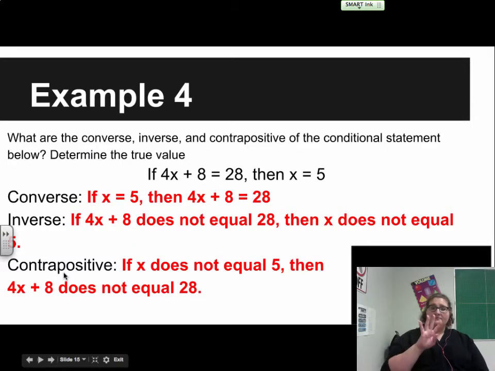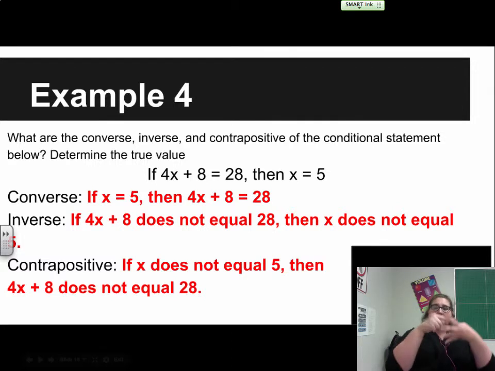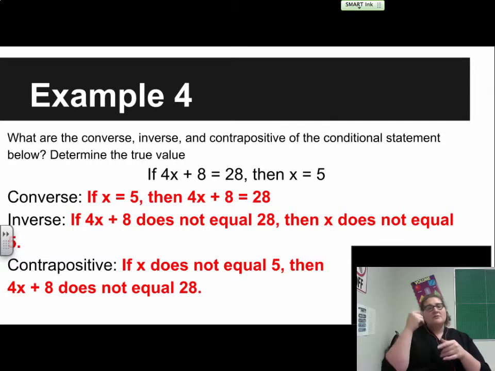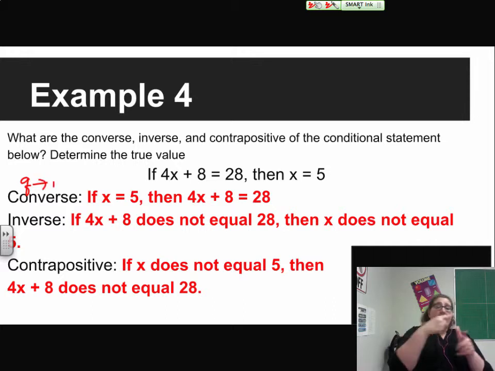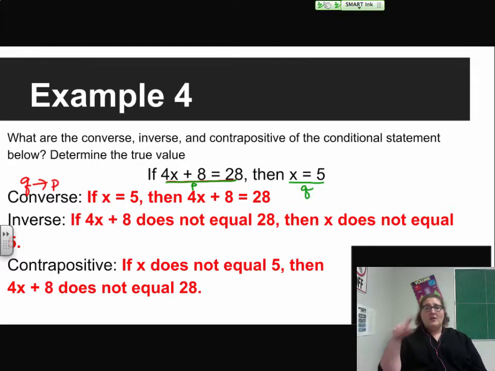Example 4. What are the converse, inverse, and contrapositive of the conditional statement? Determine the truth value. It says if 4x plus 8 equals 28, then x equals 5. Now notice the converse is when we flip. The converse was if q, then p. So we just flip-flop them. Here's p, here's q. Notice how in the converse it flips it. It says if x is equal to 5, then 4x plus 8 equals 28.